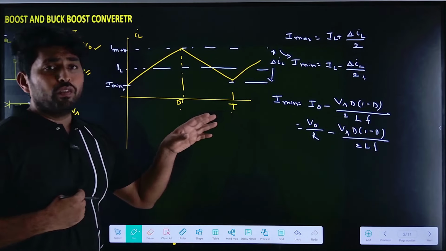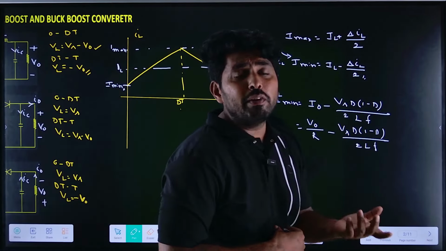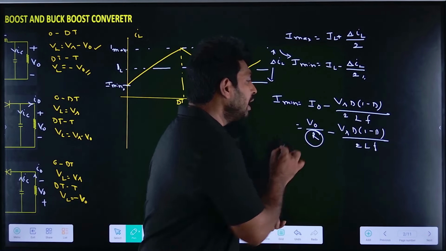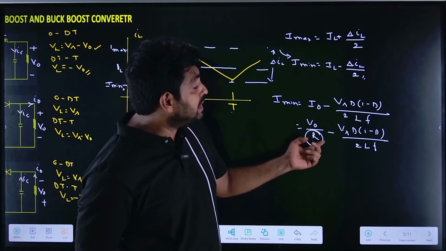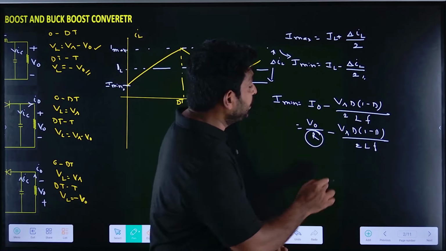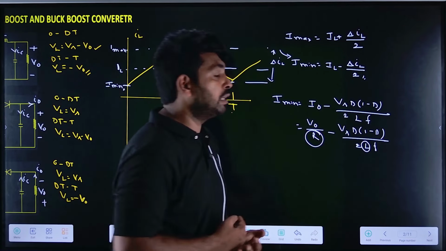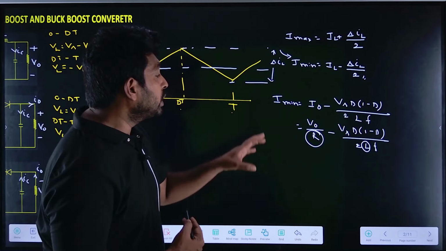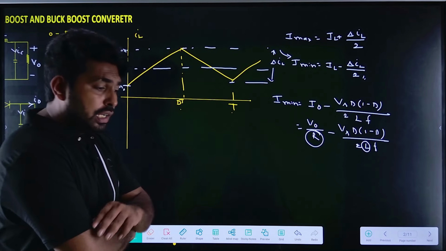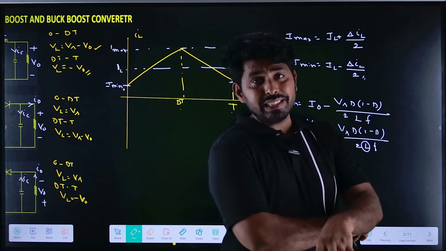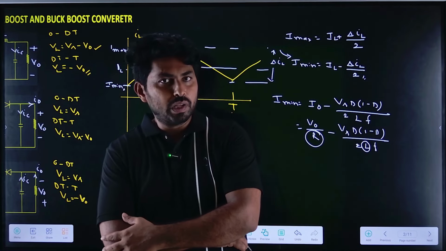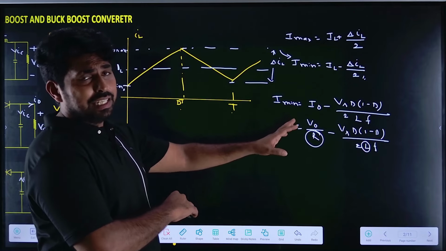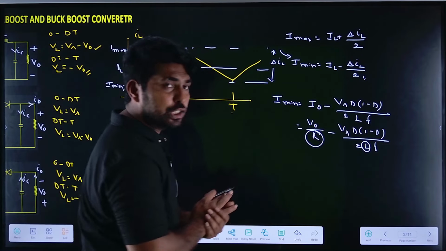Now, on which values will the I minimum depend? If you observe, it depends on the resistance, on the inductance, and on the duty cycle also. So the I minimum value depends on the source voltage, inductance, resistance and the duty cycle, if you keep the frequency constant. Now let us see what happens if I increase the inductance or the resistance.